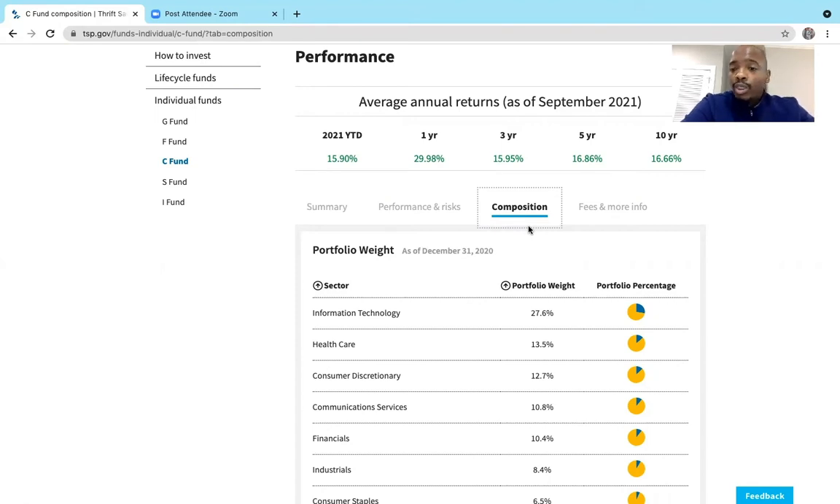Even if the market goes down, which we've seen happen before, if you're putting money in every 2 weeks, when the market's down, you're buying low. So this fund right here, the C fund, I would highly recommend if you're looking to build wealth.